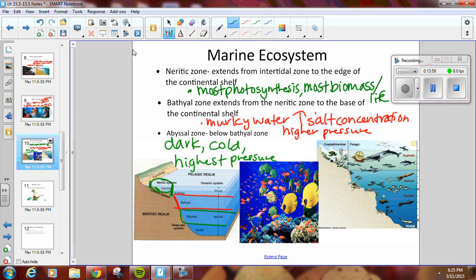So the bathal is still pretty cold, higher pressure in that, but it's not as bad as the abyssal. Picture the abyssal, it's the abyss. It's the end of everything. Okay, so that's the marine life.